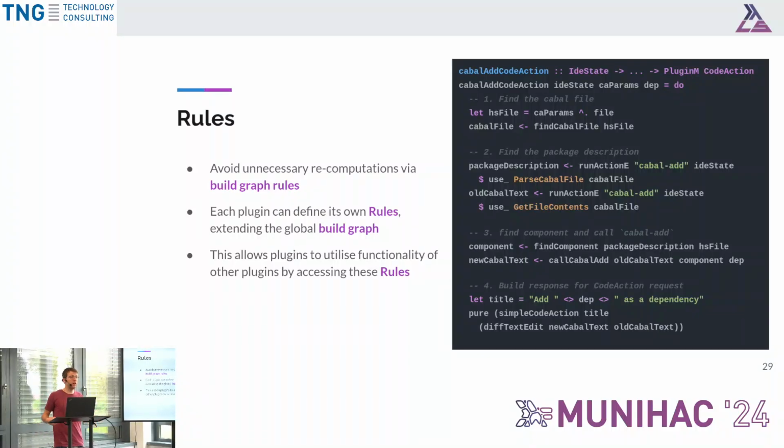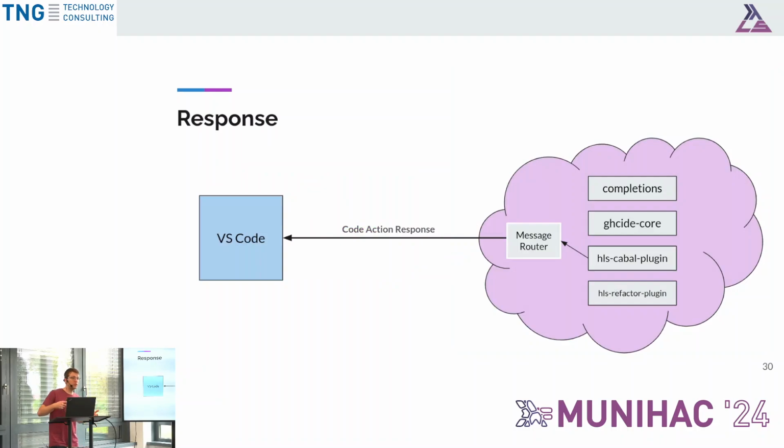So since we have now computed the code action, we can actually start producing the results to VS Code. So we remember, this is now the other direction. Previously, VS Code sent us a request and asked us what are the code actions available at this certain point in the file. The message router then asks each individual plugin whether they are capable of responding to these kinds of requests. In this case, completions and GHCIDE core cannot respond to code action requests, but the HLS cabal-plugin can, and it potentially produced a code action fix for that error in that file.